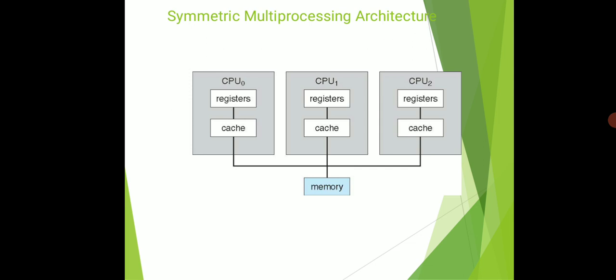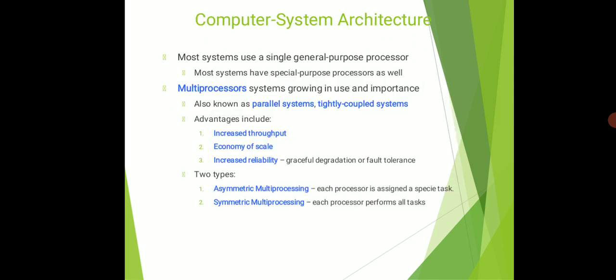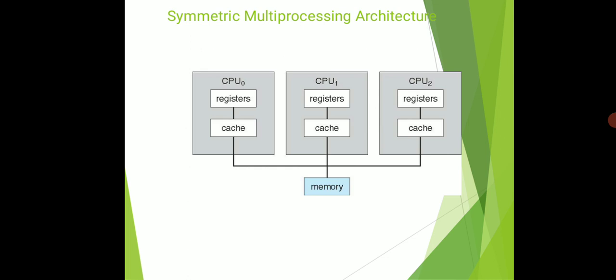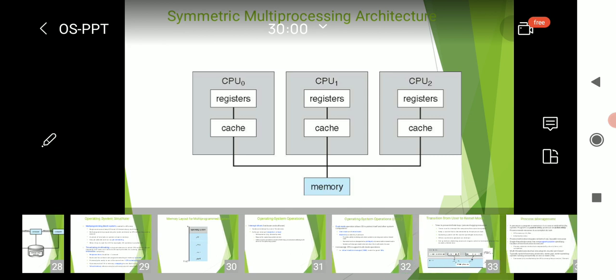Next one, symmetric multiprocessing architecture. We have already seen that symmetric multiprocessing means it will perform all the tasks. Here memory is attached to all the CPUs. More than one CPU is there, and it handles all the work. Each CPU has registers and cache, and based on those it will handle all the tasks at a time. This is symmetric multiprocessing architecture.